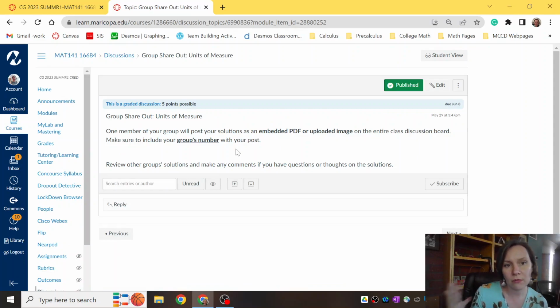So one member of your group is going to come into this group share out board, and you're going to post your work and answers. That way we can all see, did we all get around the same answers? Did we not? Maybe you notice another group got a totally different number than your group, and you're wondering if you did it right. So we're going to be able to compare our answers, and that goes on this group share out page.